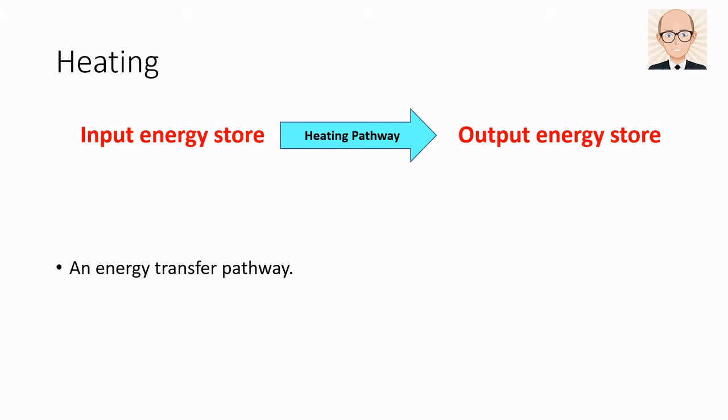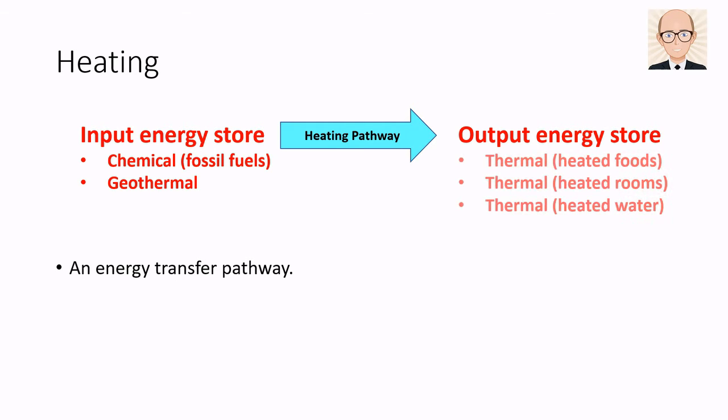Taking heating first then, it's important to remember that it is an energy transfer pathway, and so it will have an input store and an output store. The input store will often be something like the chemical store, for example in the form of fossil fuels like coal, oils or natural gas. We should include the chemicals in our food here as we heat our bodies during respiration. A geothermal input uses the naturally high temperatures under the Earth's crust to heat water for some homes. The output stores are the thermal stores in heated items, whether they be foods, rooms, water or whatever.